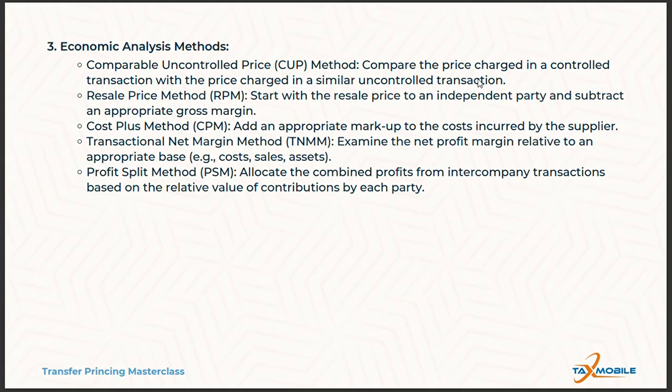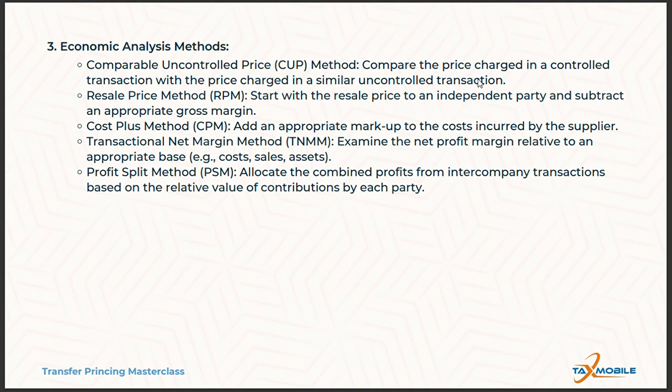The resale price method is often used when goods are purchased from a related party and then resold to an independent party. So we begin with the resale price to the independent party and deduct an appropriate gross margin. This method works well for distributors who purchase finished goods from a related party and then resell them without making substantial changes. Now, cost plus method.